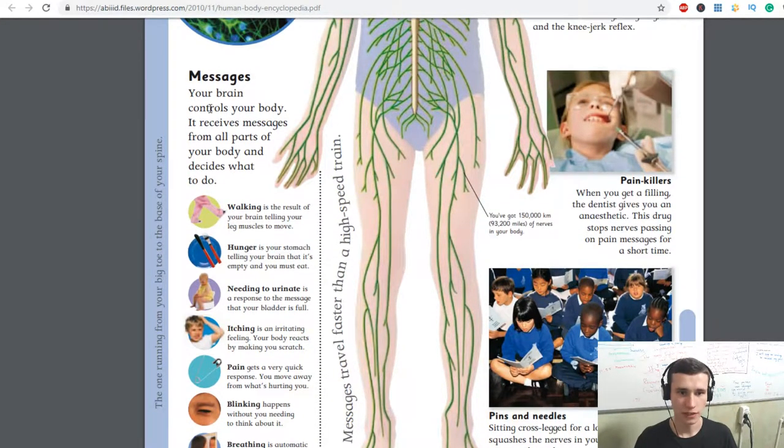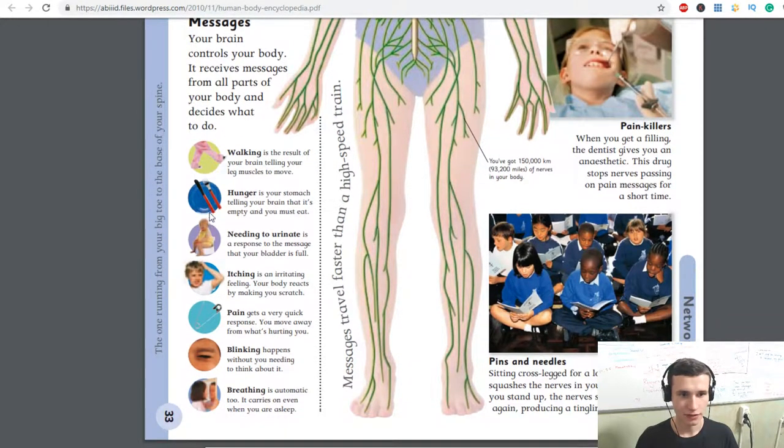Messages. Your brain controls your body. It receives messages from all parts of your body and decides what to do. Walking is the result of your brain telling your leg muscles to move. Hunger is your stomach telling your brain that it's empty and you must eat. Needing to urinate is a response to the message that your bladder is full.